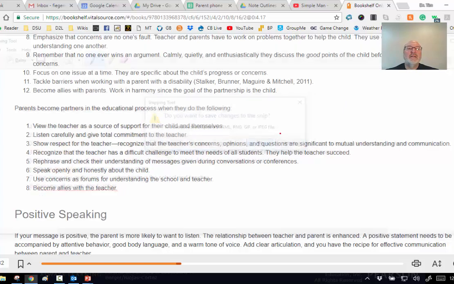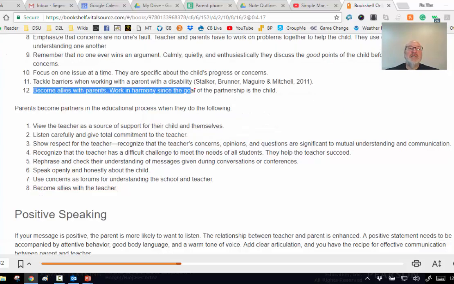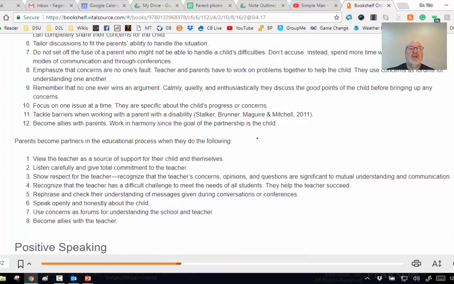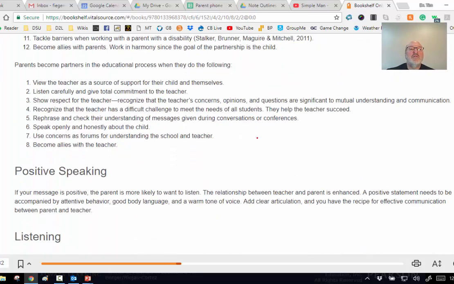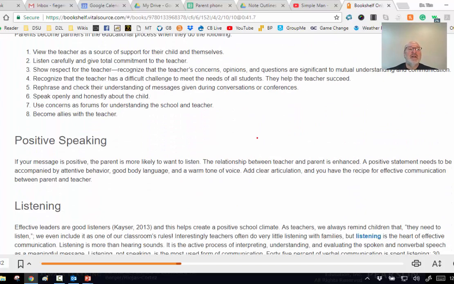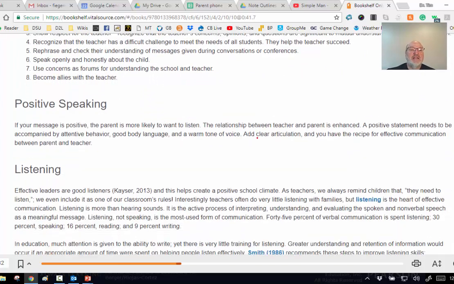And same with here. Become allies with the parents. Work in harmony since the goal is the partnership as the child. So ultimately that's the outcome of both of those. And now you have them to put on your website.